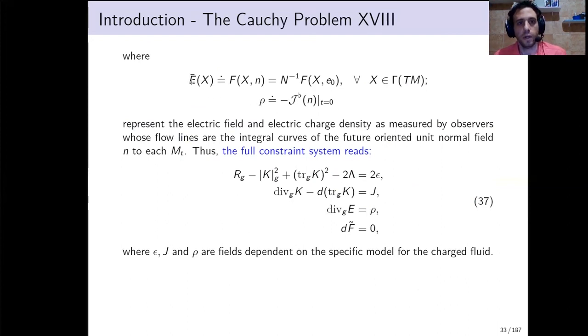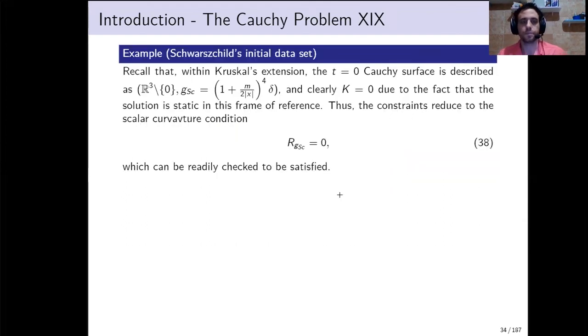Recalling here our convention on the electric field, and this is the definition of the induced charge density by our charge current. And so the full constraint system is going to read like this, which is a much larger and sometimes more complicated system to deal with. Now, let us give just a quick example.